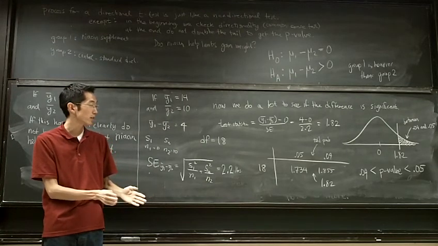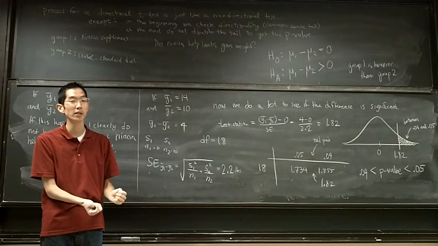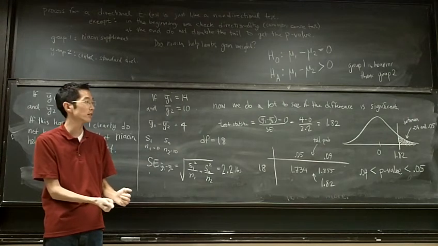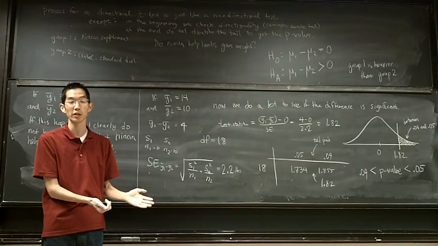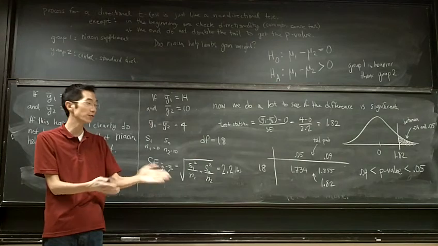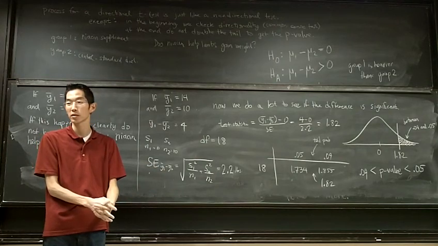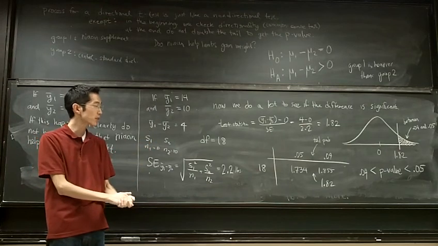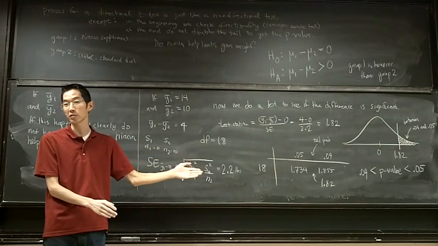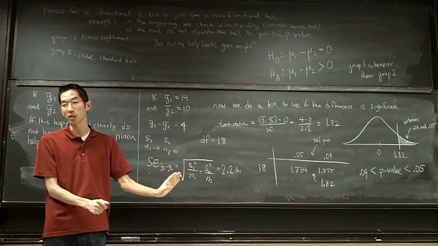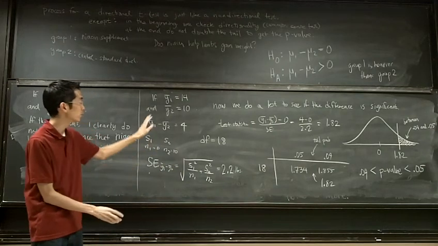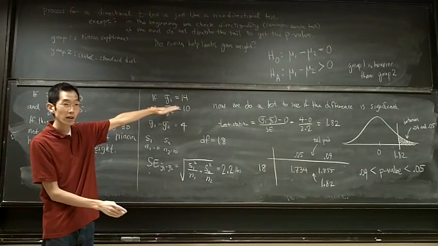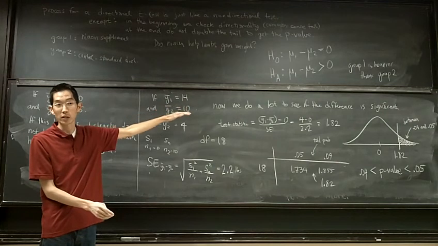On the other hand, if my alpha is 1%, or if my alpha is 2%, okay, alpha is 2%, then what? Then you don't have enough. If my alpha is 2%, my p-value is larger than alpha, so I do not reject the null, and I say I do not have evidence that niacin helps gain weight.